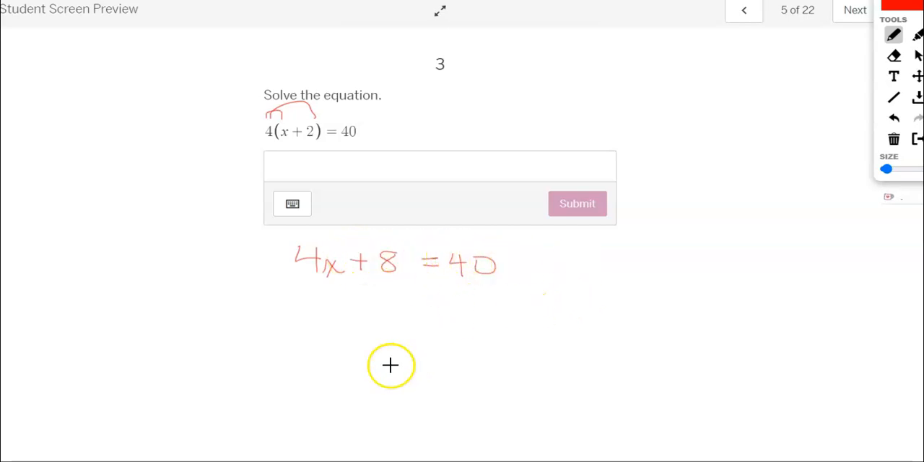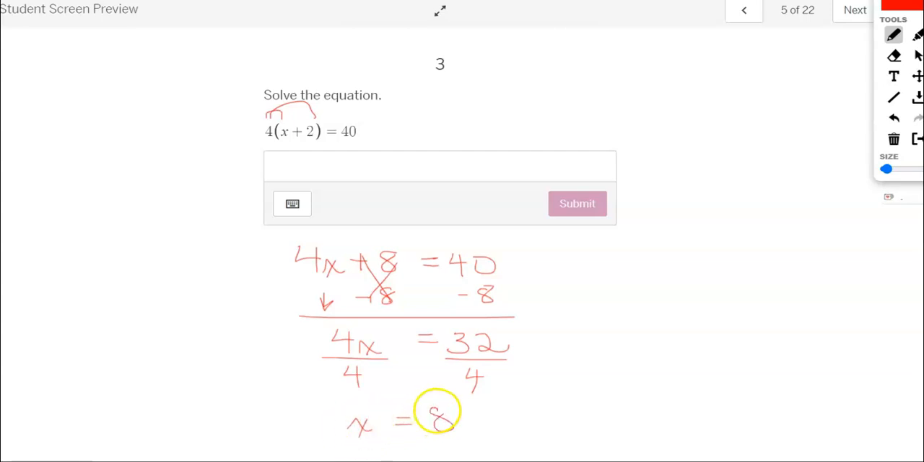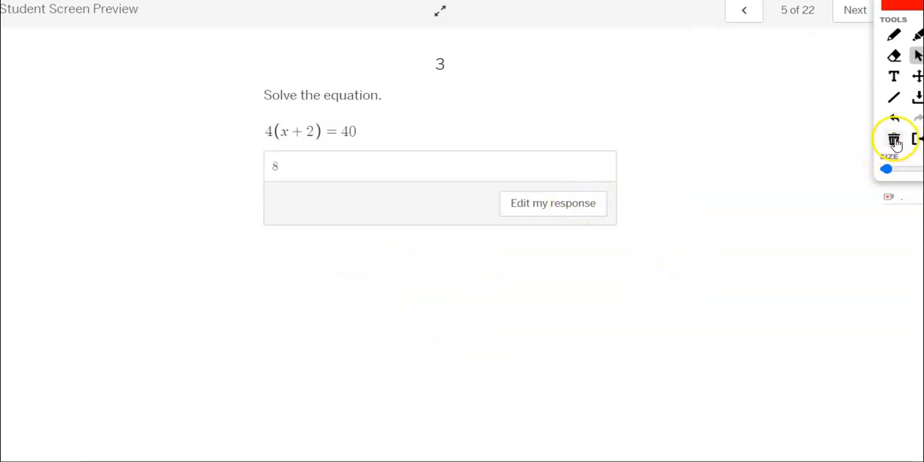Now we have a two-step equation. We have an 8 right here that I need to get rid of. So I'm going to subtract 8 from both sides. Bring down the 4x. These cancel. 40 minus 8 is 32. And then I need to divide on both sides by 4. x equals 8. Okay, so on this one, you can either type in just an 8 here, or you can type in x equals 8. It will count it right either way. So if you type in an 8 and then submit, it will count it correct.